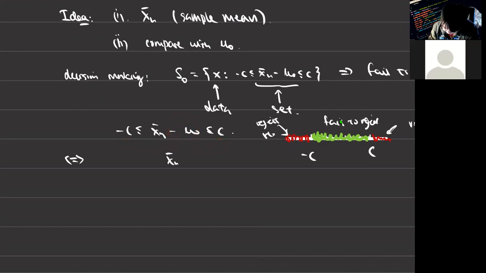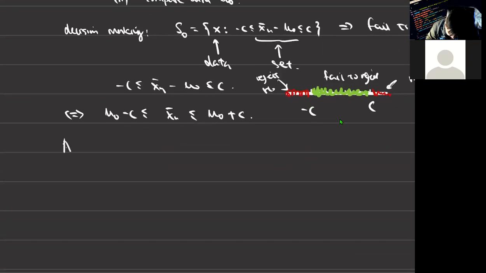And to do that, we need to add mu naught on both sides of the equation. So what I mean by that is we plus mu naught. So left hand side will be like that, and right hand side it will be mu naught plus C. So then that translates the previous formula into a formula that's just about X̄n, nothing else. And then you can ask the question, okay, what is the power of the test?